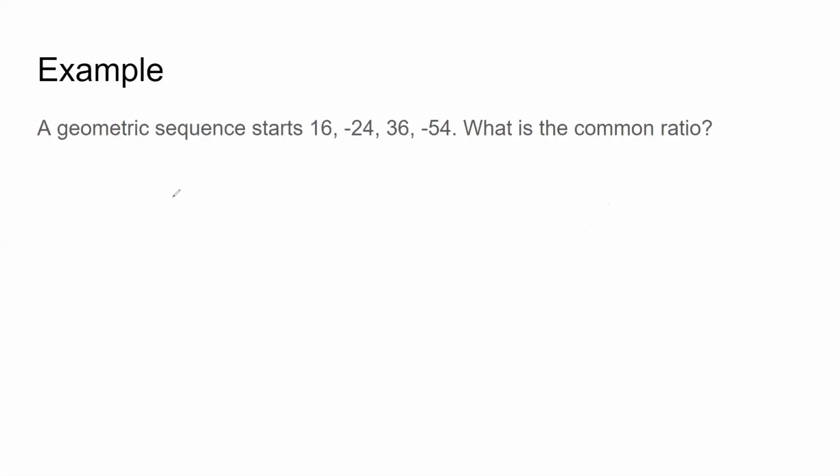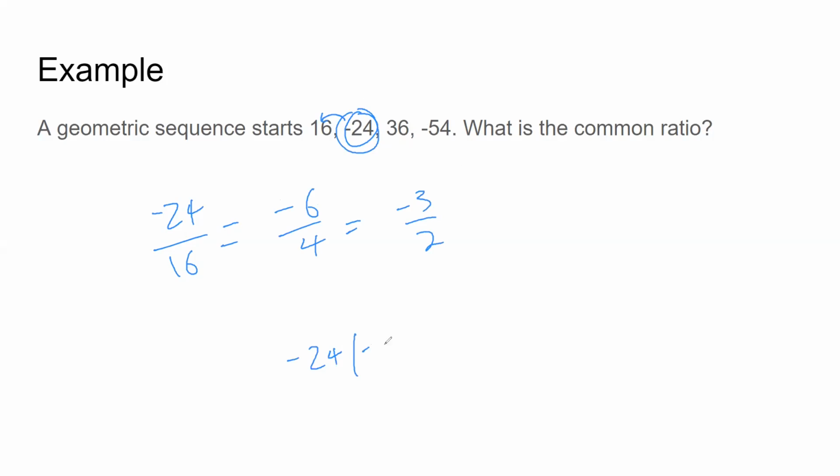So let's look here. Our geometric sequence starts 16, negative 24, 36, negative 54. What is the common ratio? To find the common ratio, we can just divide this term by this term. Do negative 24 divided by 16, which is going to be negative 6 over 4, negative 3 over 2. And then if you want to check this, we can multiply each of these subsequent terms by this ratio and see if it matches. And yes, we get 36 here. Then 36 times negative 3 over 2 is going to give us negative 54.